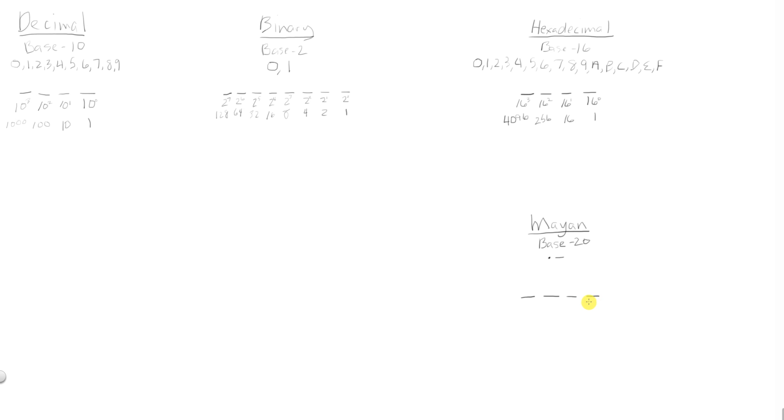So this is 20 to the 0. This is 20 to the 1. 20 squared. 20 cubed. So what is this? Well, this is 1. This is 20. What's 20 squared? 400. And what's 20 cubed? Well, 400 times 20 is 8,000.